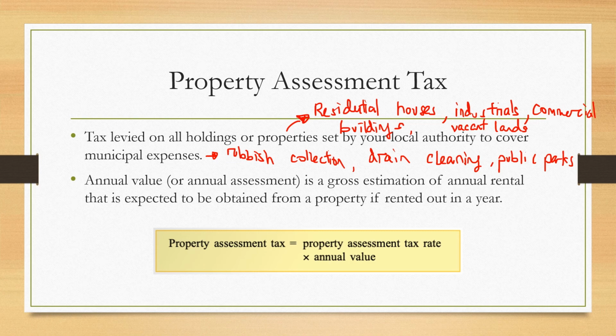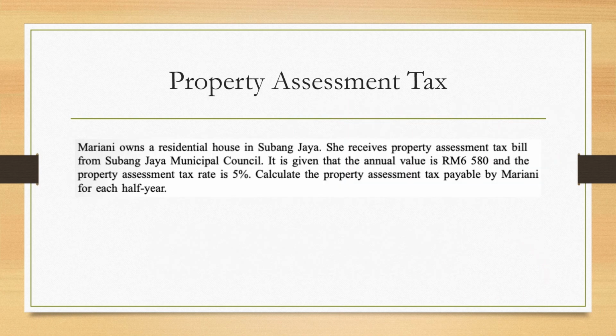Moving on. So we have a question here. Owns a residential house. So immediately you can figure this might be referring to property, and we are dealing with property assessment tax. Given the annual value of 6,580 ringgit and property assessment tax rate, there you go, it tells you everything, all the figures right here. Calculate the property assessment tax payable for each half year.